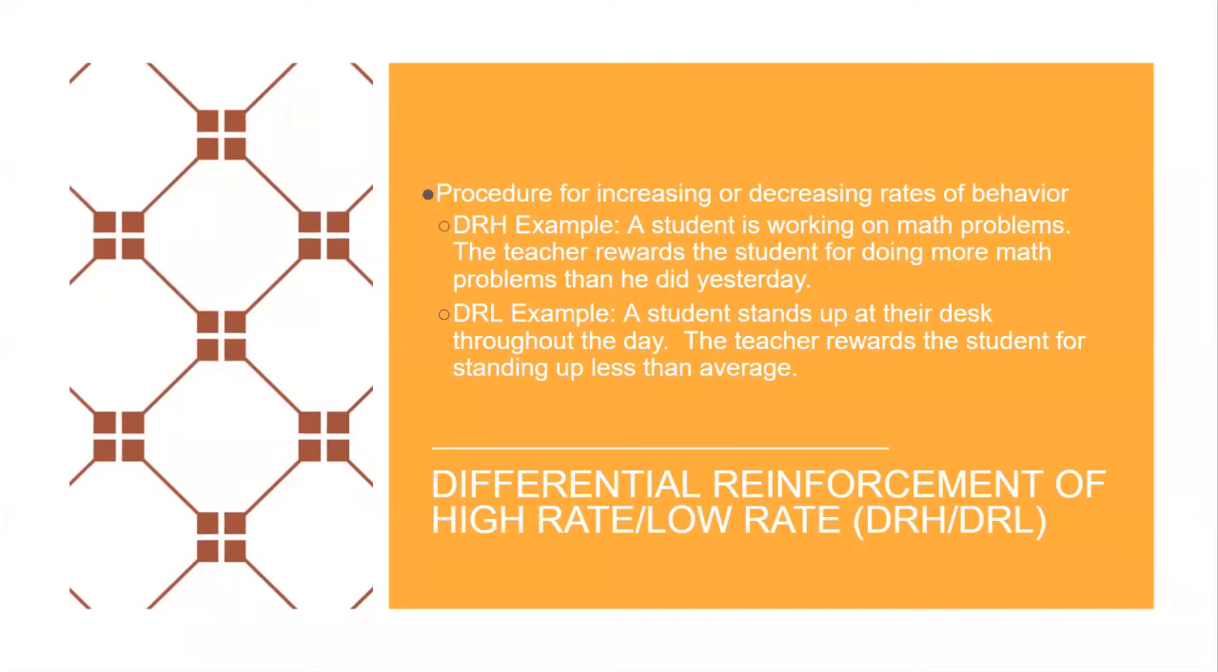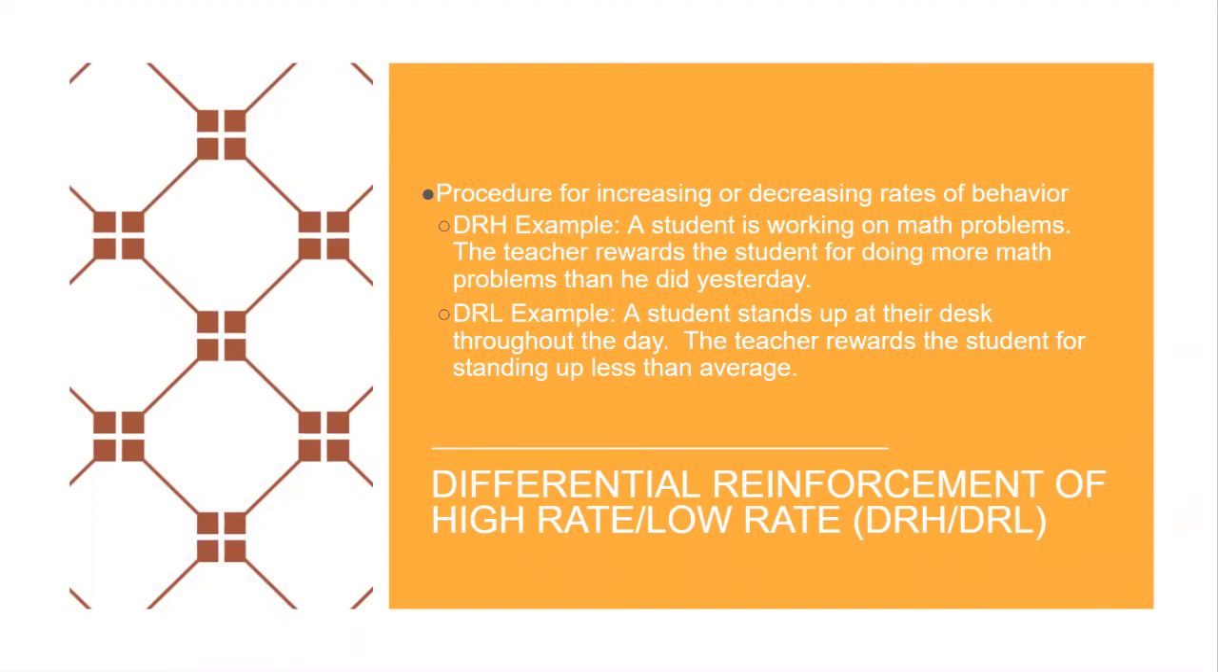And lastly, we have differential reinforcement of high and low rates of behavior. They're procedures used for increasing or decreasing rates of behavior that the person already has in their repertoire. For a differential reinforcement of high rates of behavior example, we have a student who is working on math problems. A teacher will reinforce the student for doing more math problems than he did yesterday. So the person will eventually be doing more and more math problems. That's higher rates of behavior.